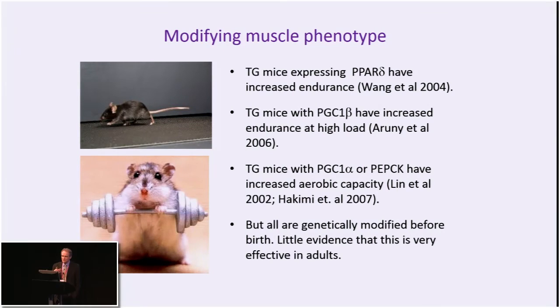Mice that are overexpressing PGC1 beta have increased endurance at high load. Transgenic mice with PGC1 alpha or PEPCK also have an increased aerobic capacity. But all of those are mice that are genetically modified and grow up with those additional genes, and in many cases those genes are overexpressed at quite substantial levels. What we have is very little evidence that taking the same genes, delivering them at a relatively modest rate to adolescent or adult rodents actually makes a major difference, and that's where the literature is very sparse.